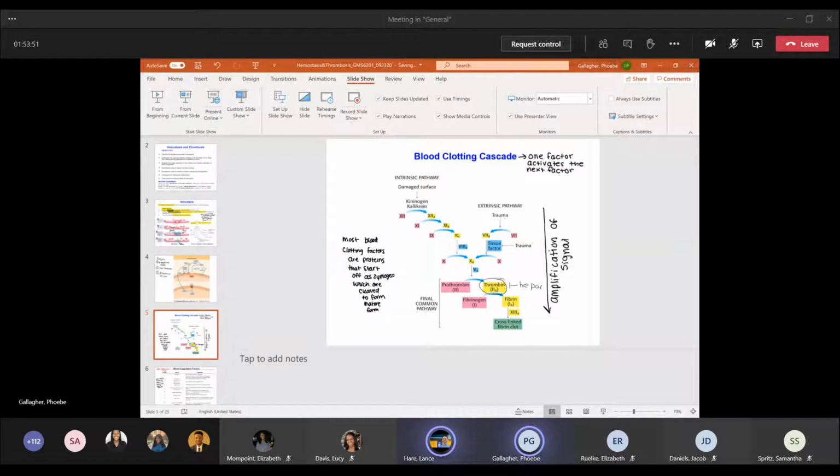Okay, so those work earlier in the pathway, and they affect fibrin, which affects anticoagulants. Right, exactly. Okay, cool. All right, thank you. You're welcome.